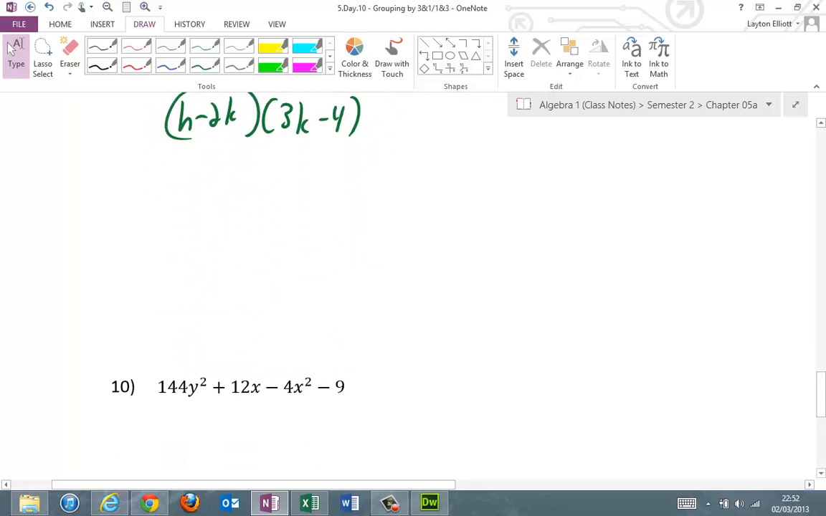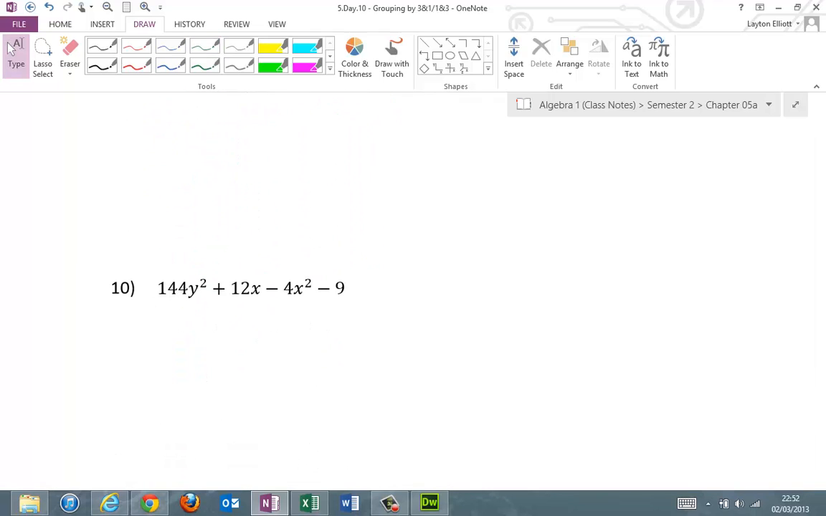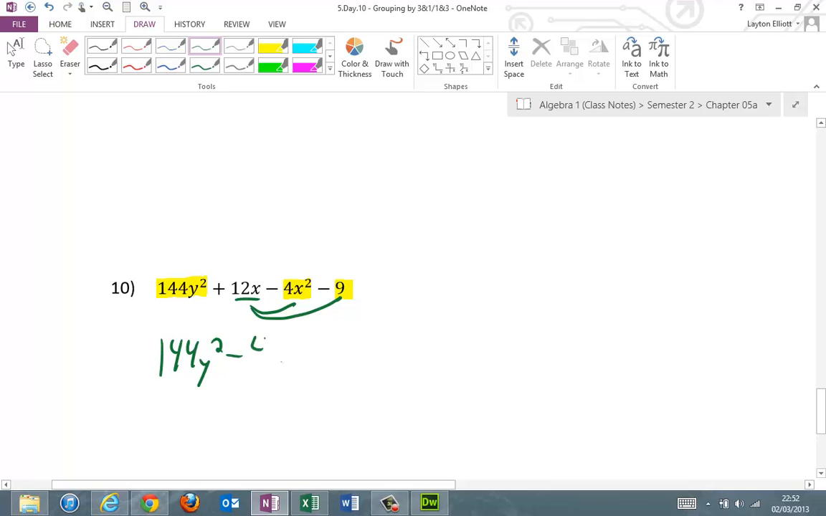Let's look at number 10. Okay, do I have perfect squares? I have 1 here, I have 1 there, and I have 1 there. I have 3 perfect squares. The one that's remaining, 12x, comes from the 4x squared, and the 9, it couldn't come from the y because it doesn't have a y. Furthermore, the 144y squared is positive, so that's going to go first. I'm going to write the rest in descending order. Minus 4x squared plus 12x minus y.